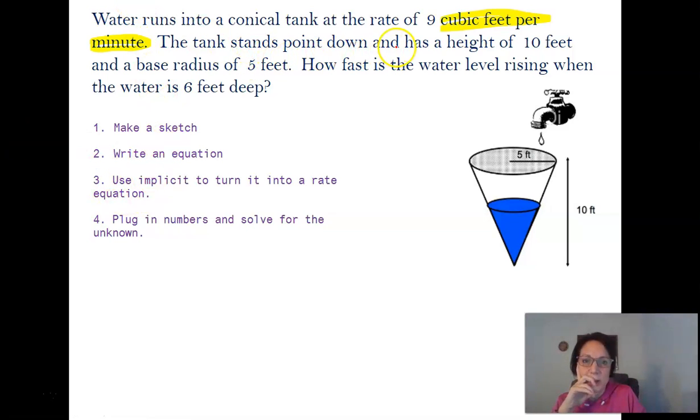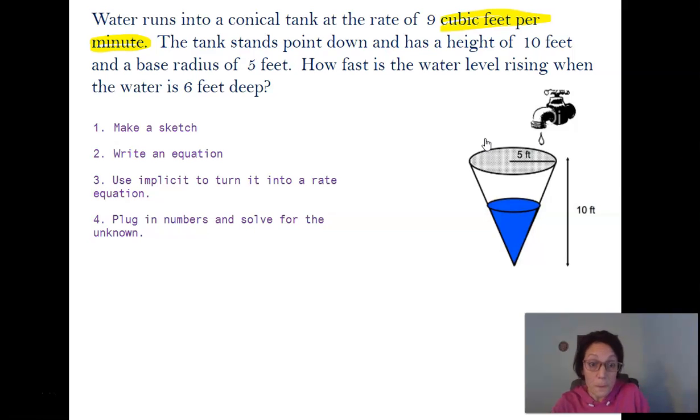The tank stands point down, as you can see, and has a height of 10 feet and a base radius of 5 feet. Now, I always think it's interesting that they call that the base radius, because I think of a base as on the bottom, but when you're talking about a cone, regardless of its orientation, the base is the circle part. All right. So we want to know how fast the water level is rising.